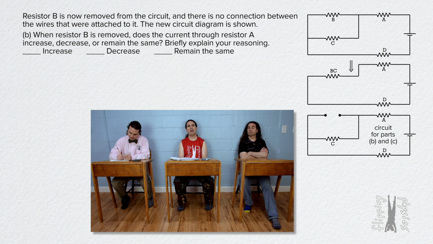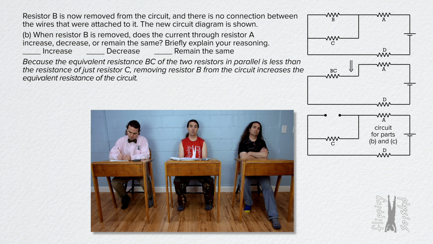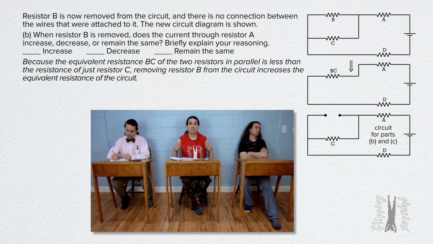Well, we know adding a resistor in parallel decreases the resistance of the circuit. Because the equivalent resistance BC of the two resistors in parallel is less than the resistance of just resistor C, removing resistor B from the circuit increases the equivalent resistance of the circuit. From there, we know the terminal voltage of the battery is constant.